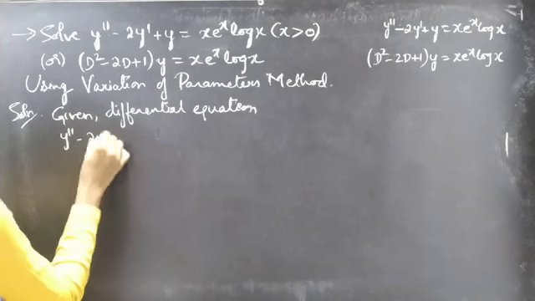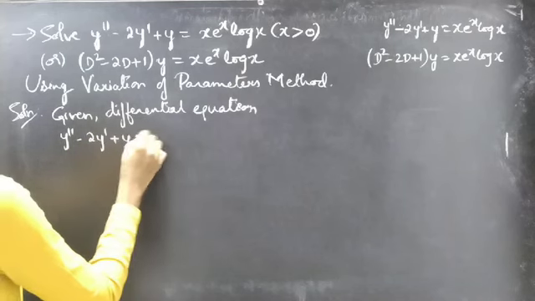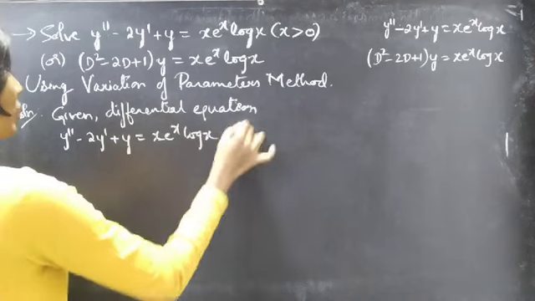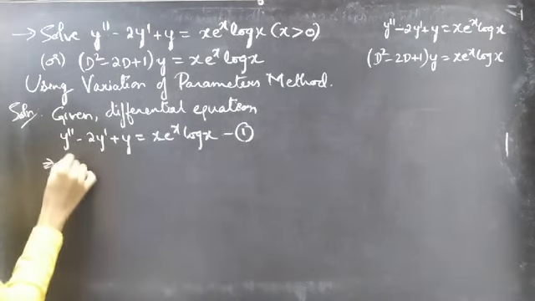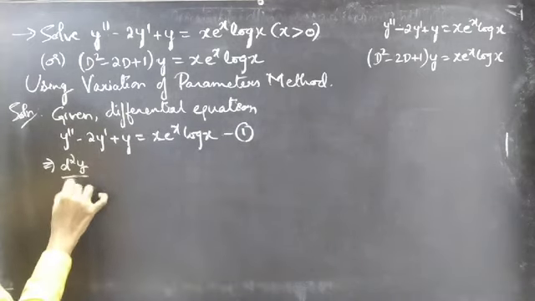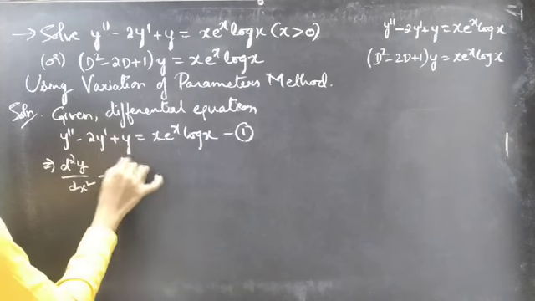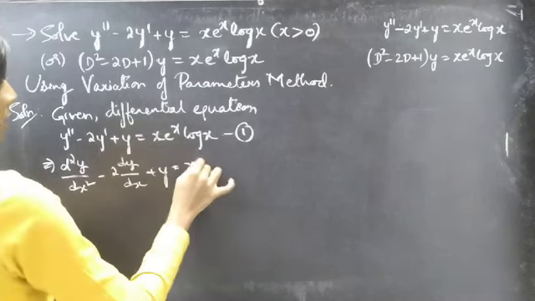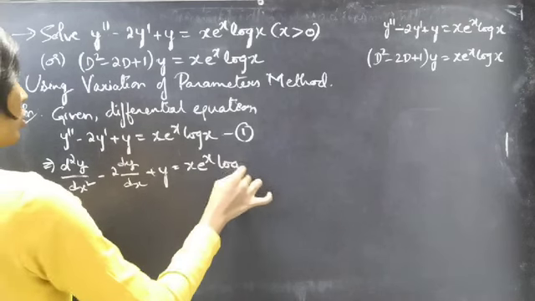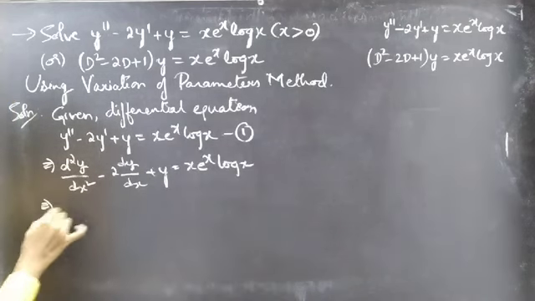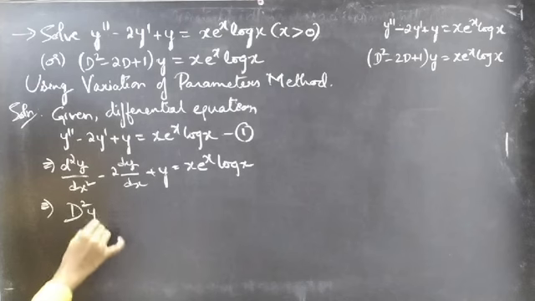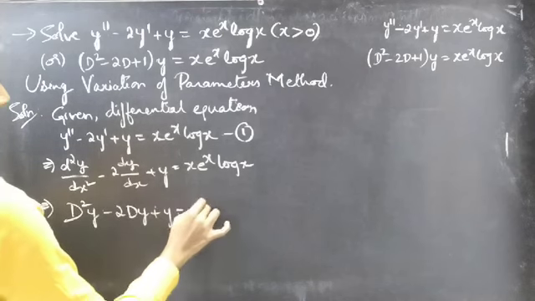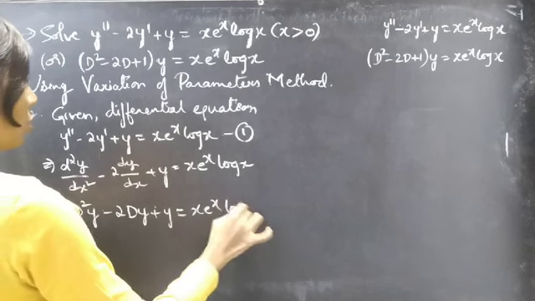y double dash minus 2y dash plus y equal to x e power x log x. Consider it as equation number 1. We can write y double dash as d square y by dx square minus 2 into dy by dx plus y equal to x e power x log x. We can write d square y by dx square as capital D square y minus 2 into capital D y plus y equal to x e power x log x.